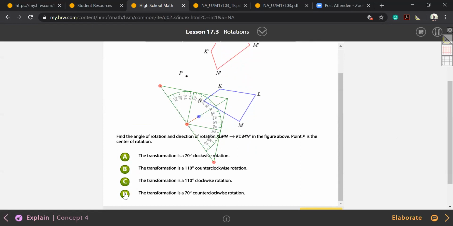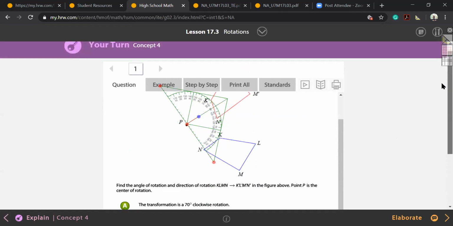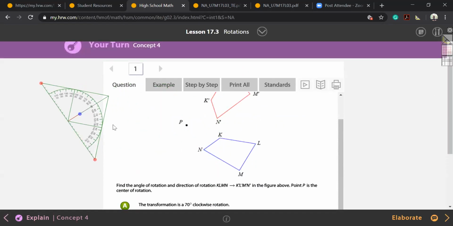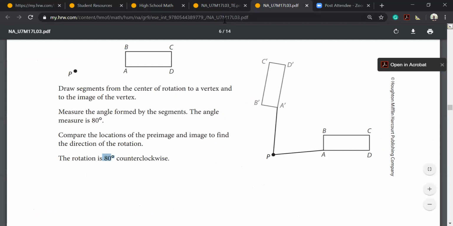So it will be D. Let's check. Are we right? Yes, very good. Excellent. So did you understand it? Again, for the direction, by my eyes, it's very obvious. If I'm moving upward like this, this is counterclockwise. If I'm moving like this, this is clockwise. For the tracing, you choose a point and start by tracing it. I'm talking about N: draw a line from N to P to N prime and then measure this angle. Okay, understood? I hope you got it.